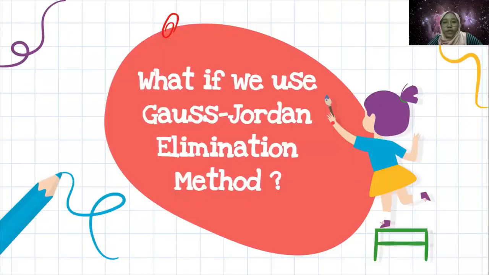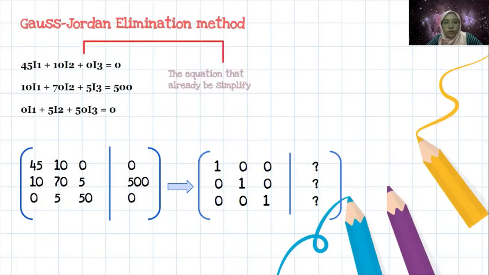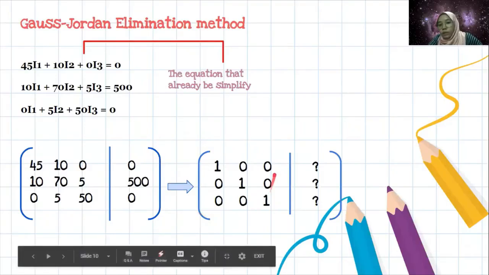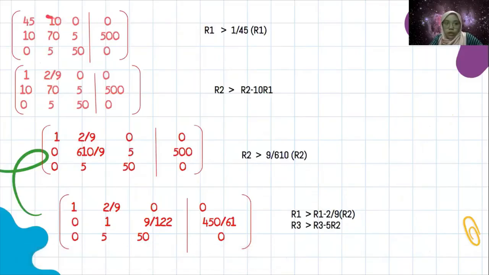Okay, I will explain by using the Gaussian elimination method. This equation I got from the earlier equation that was already simplified. We change it into matrix form, and this is the goal that I want to make. This part must be the identity part, and this part will be the answer that we want. First of all, this part must be 1 to make it the identity, and the rest must be 0.